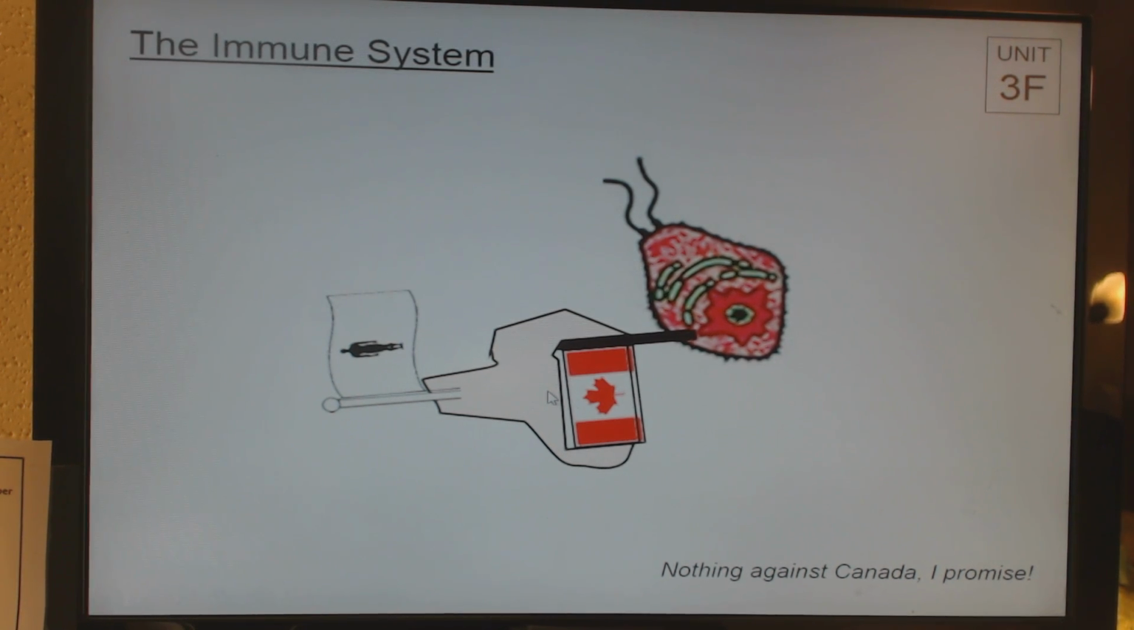It can happen in all vertebrates. It can happen in any organism that has an adaptive immune response. And what this is all about is all about war.